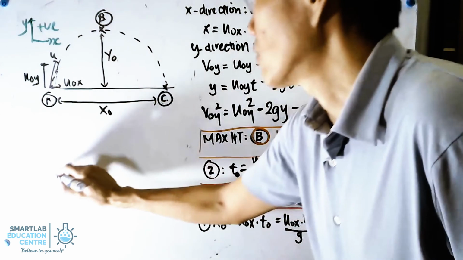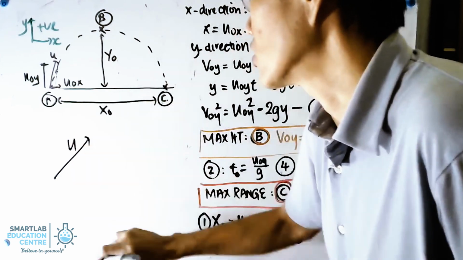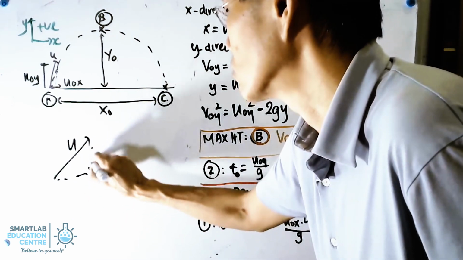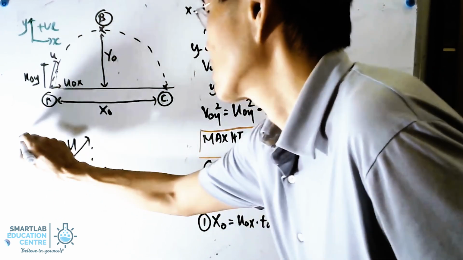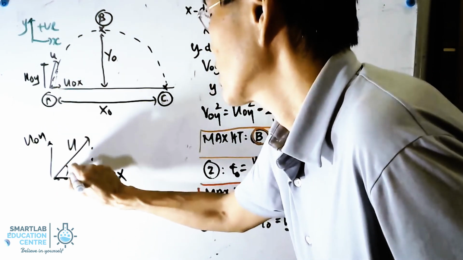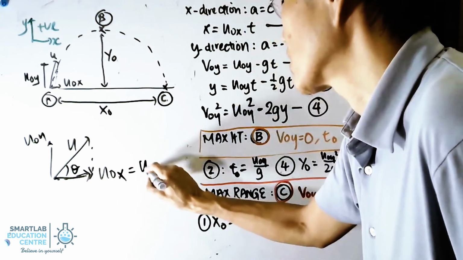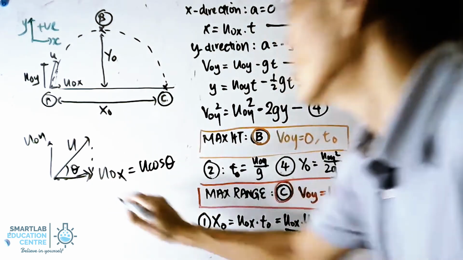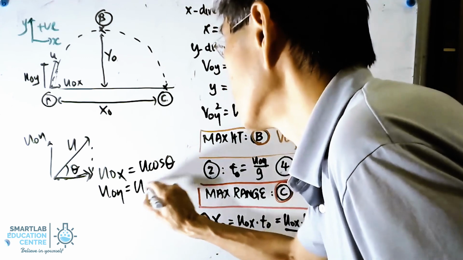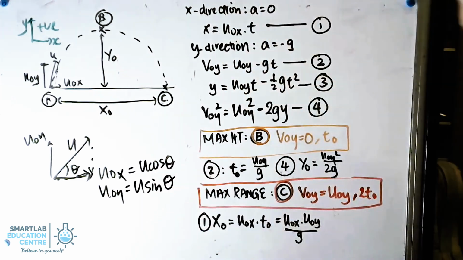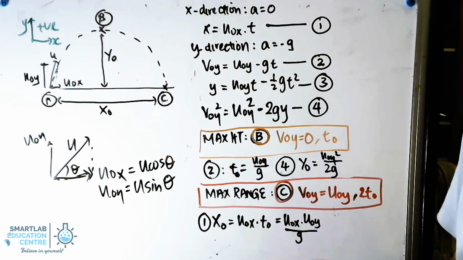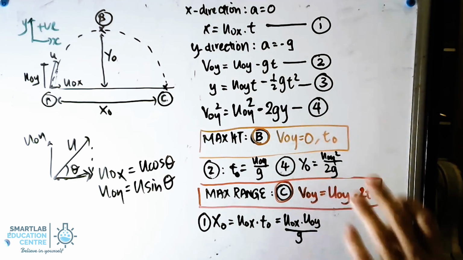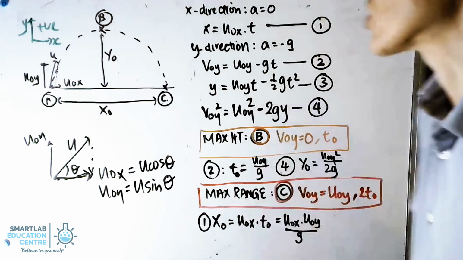If the velocity of the ball is traveling at u, we resolve it into two components, u0x and u0y. And obviously your u0x will be equal to u cos theta, and u0y equal to u sin theta. And certainly not to forget, we need to make sure that we have a convention for both the x and the y direction. In this case, this is our convention.